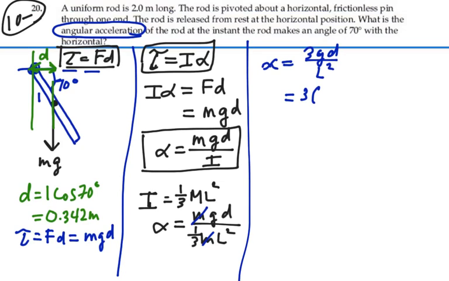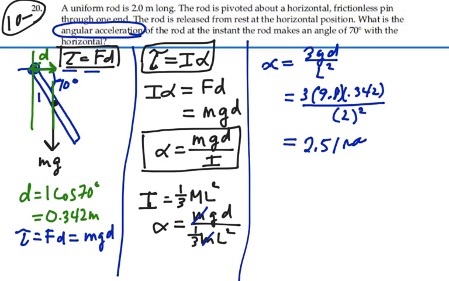Well, 3 times g, 9.8. Our moment arm was 0.342, and our L is 2 meters, so that's squared. So what do we get? 3 times 9.8 times 0.342 divided by 2 squared, 2.51 radians per second squared. So that is our angular acceleration at that point, 70 degrees below the horizontal point, 2.51 radians per second squared. Answer.